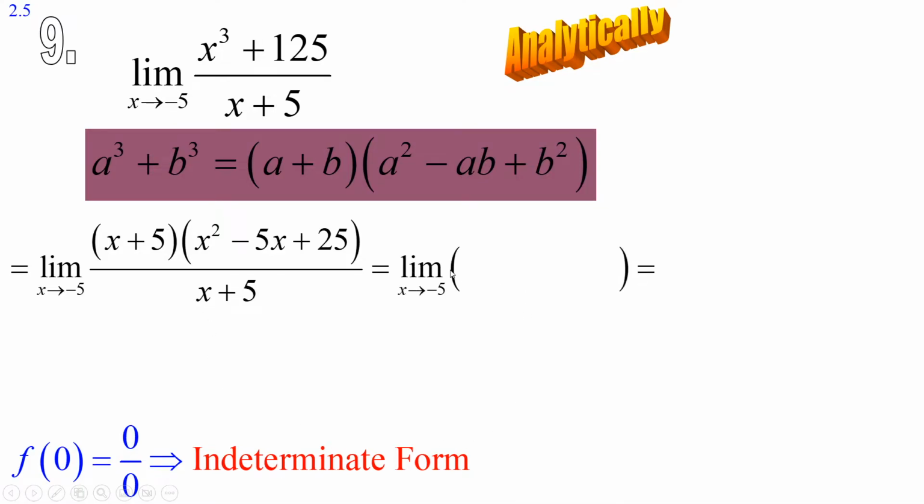So that's going to equal the limit as x approaches negative 5 of the quadratic trinomial x squared minus 5x plus 25. And now let's hope we can do direct substitution. I see a 25 plus a 25 plus another 25. That limit is 75.